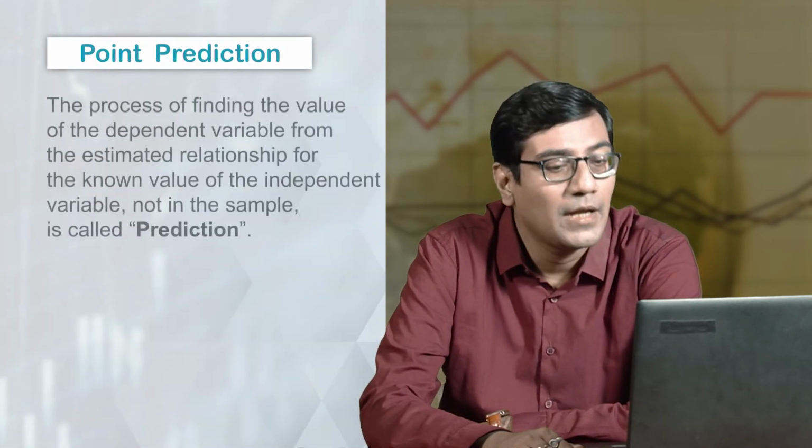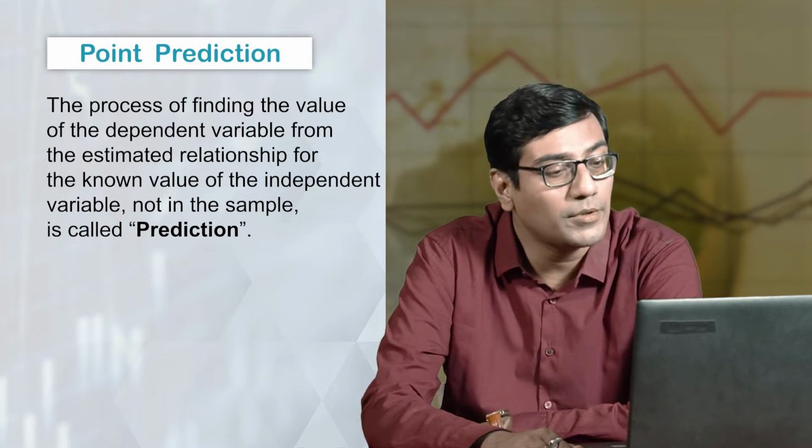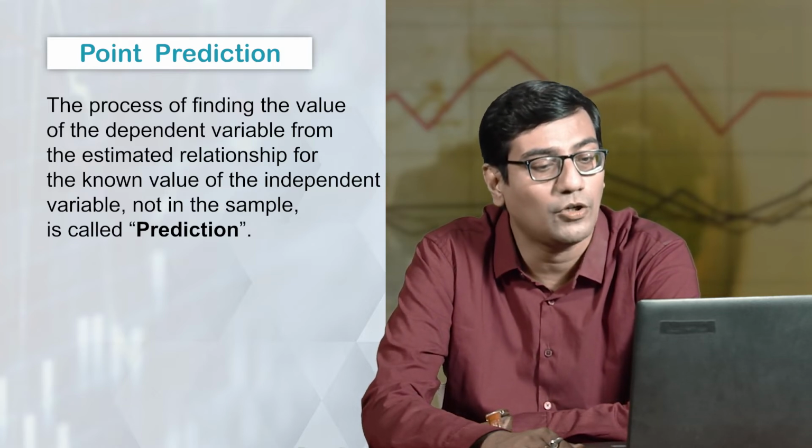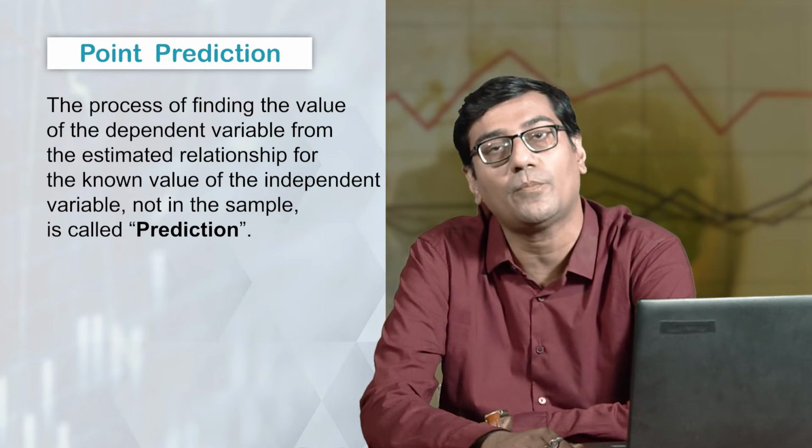Now we move on to the method of prediction that will be applied. First of all, we shall apply the method of point prediction. And when we go for the confidence interval, we shall go for interval prediction. By point prediction, we mean the process of finding the value of the dependent variable from the estimated relationship for a known value of the independent variable not in the sample, which is called prediction.